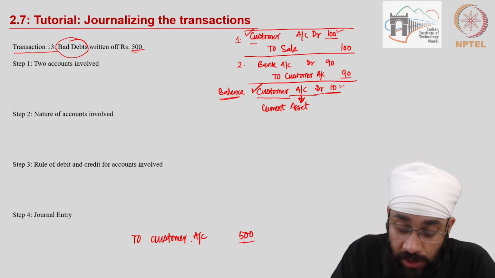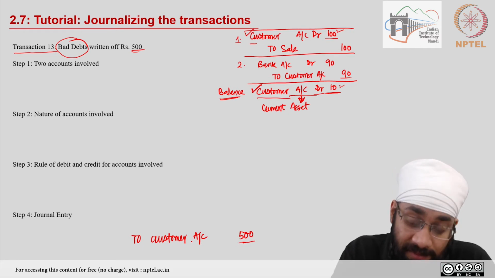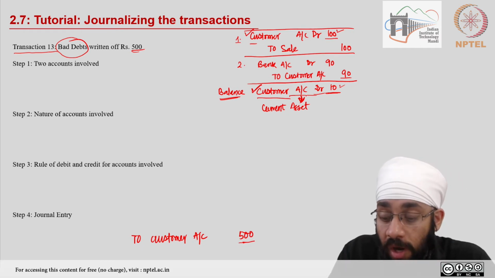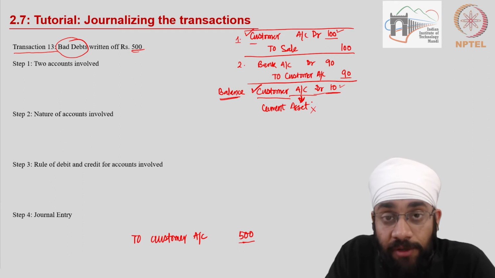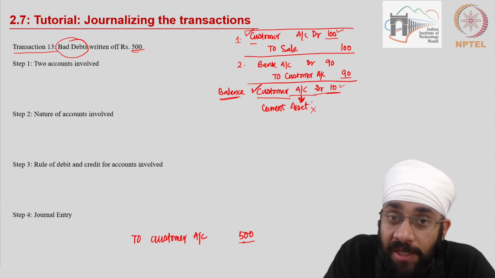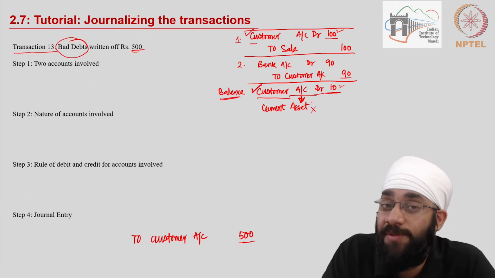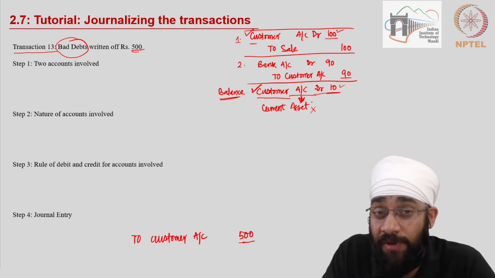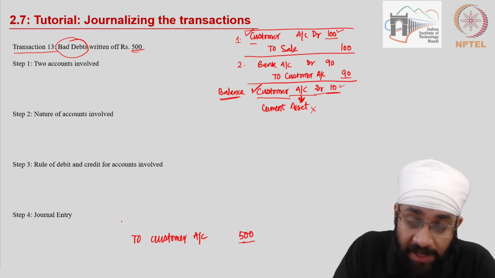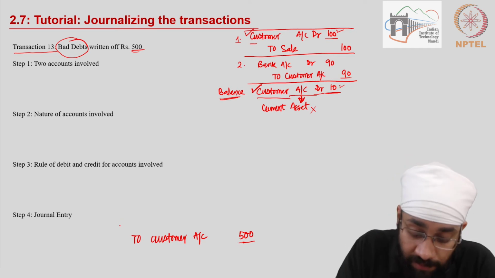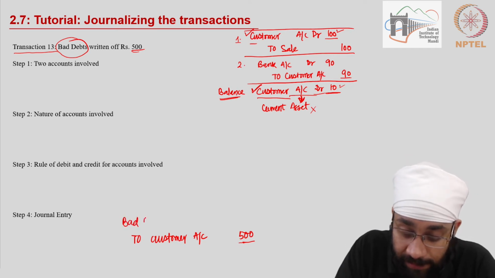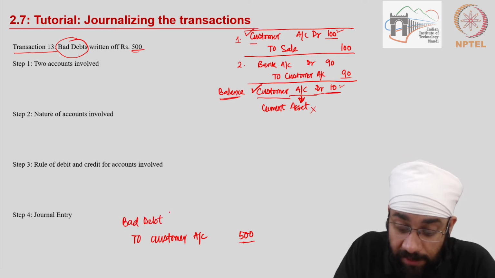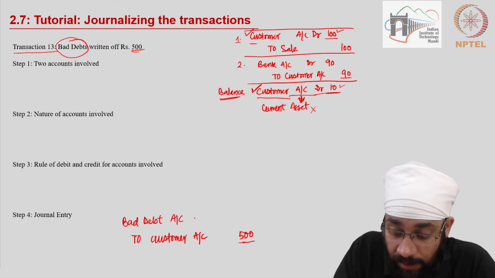So the question is, what should be the other account which is involved? You are cancelling an asset. You expected to recover this money. Now you're not going to recover this money. It's clearly a loss for the business. So you have to write the name of the loss. The name of the loss is bad debt. Bad debt account debit 500.